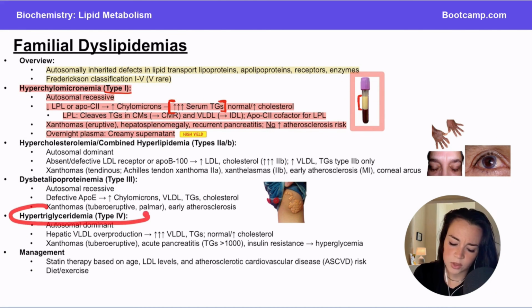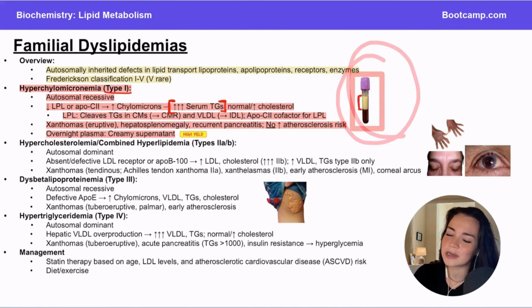In type 4, which is hypertriglyceridemia, which we'll talk about later on, it's pretty easy to mix up hypertriglyceridemia, which has very elevated triglycerides, with hyperchylomicronemia, which also has very elevated triglycerides. But the supernatant layer there is going to be turbid and not creamy. Oftentimes, if they're giving you a picture of the tube, it's probably to show you a creamy supernatant.